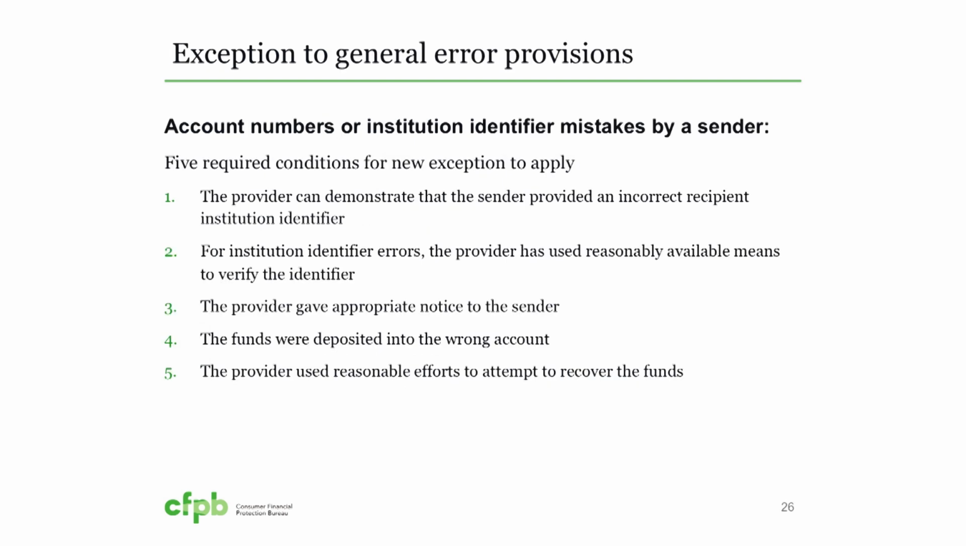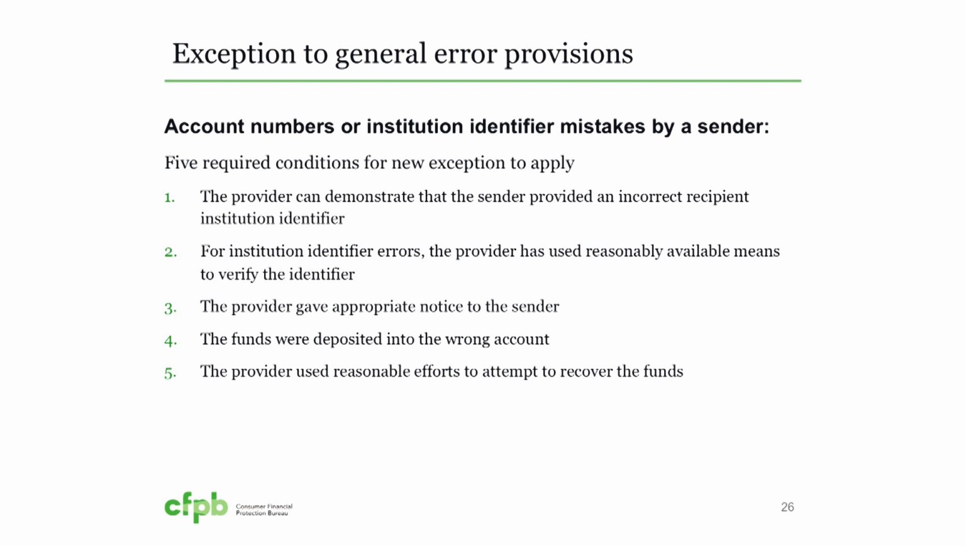As I noted a moment ago, as part of the recent changes to the remittance transfer rule, the Bureau created a new exception from the prior rule's error provisions for certain situations in which a sender provides an incorrect account number or recipient institution identifier and that mistake results in the transfer being deposited in the account of someone other than the designated recipient. For this exception to apply, a remittance transfer provider must satisfy a number of conditions. If any of the conditions are not satisfied, the exception does not apply.